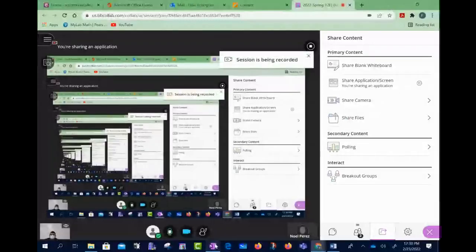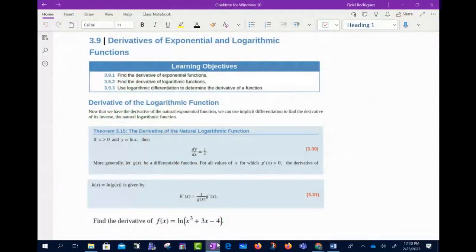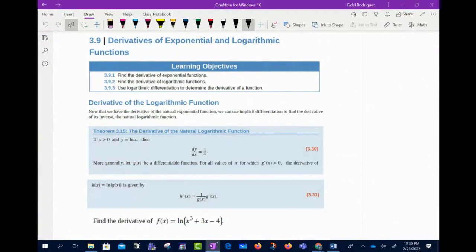Okay, so this is 3.9, and hello. This is going to be the last section from chapter 3. The test is going to cover chapters 2 and 3. So 3.9 talks about derivatives of exponential and logarithmic functions.